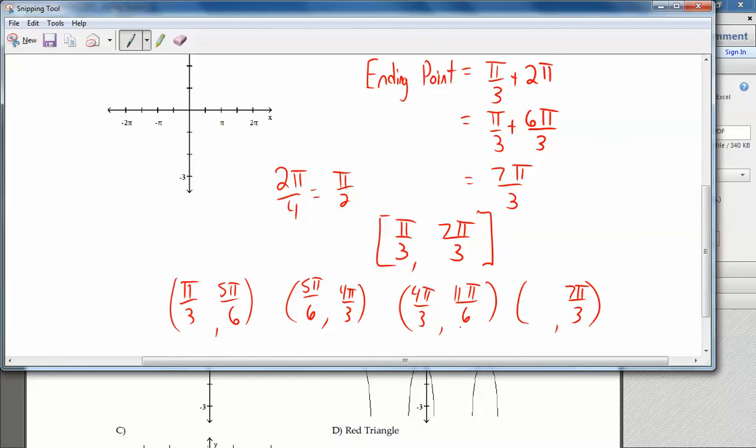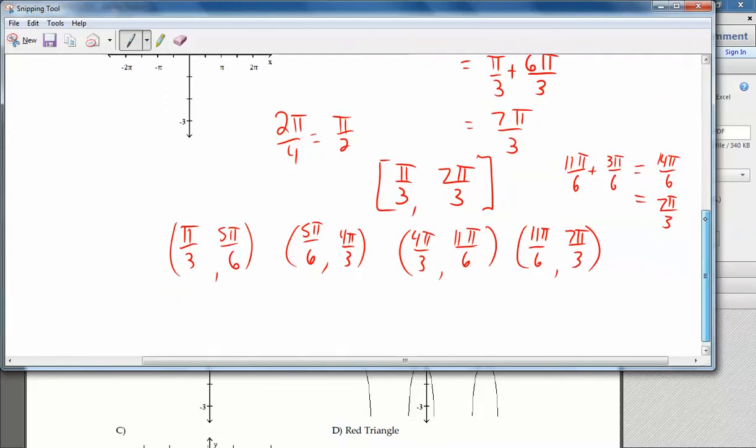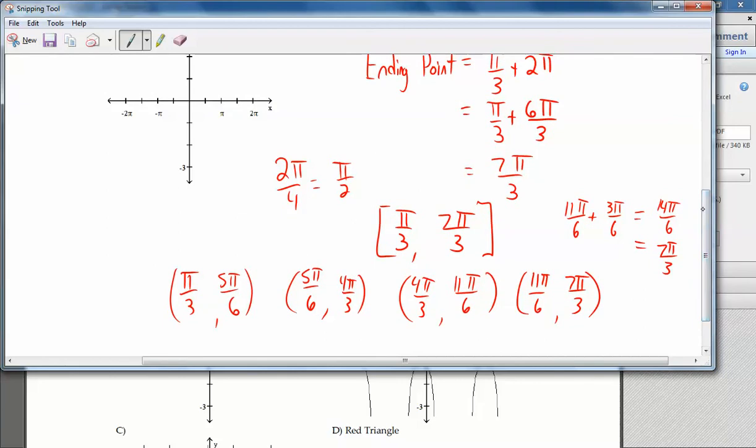Now here's where we can tell, did we do this right? For this last point here, I can say 11 pi over 6 plus pi over 2, or 3 pi over 6, better give me 7 pi over 3. Let's see, 14 pi over 6, reduce that, that's 7 pi over 3. So it does work out right. So from this I get my significant values.